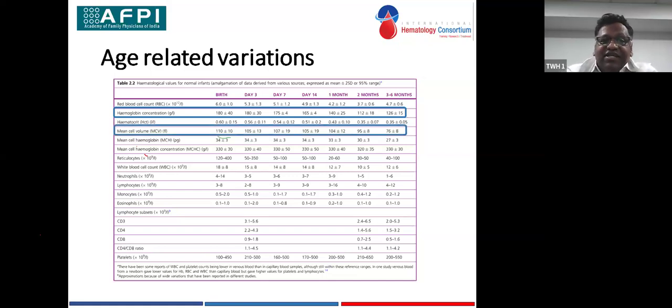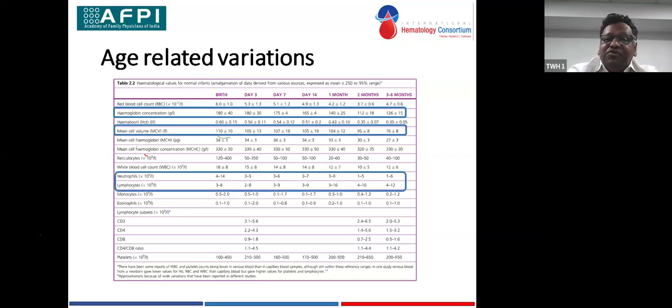Not only that, fetal RBCs are larger. The MCV, mean cell volume, is higher. They have more lymphocytes and fewer neutrophils. So quite often, we get consults where they say, in this child, lymphocyte percentage is 65. Maybe that's normal for his age, correct? It's only later that the neutrophils become predominant in life.